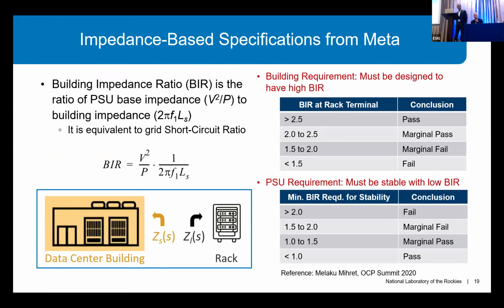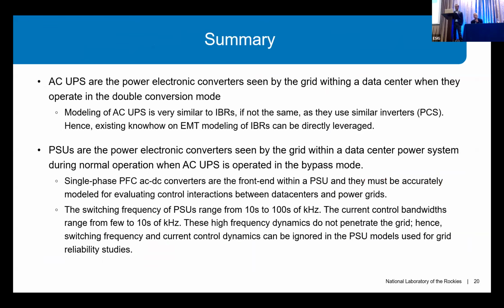This slide talks about impedance-based specifications developed by Meta to mitigate some of the oscillations they saw around the 2016, 2017 timeframe. They were more worried about oscillations within data centers, but now, because of the size of data centers, we are seeing them on the grid. We have to develop something similar for grid interconnection.